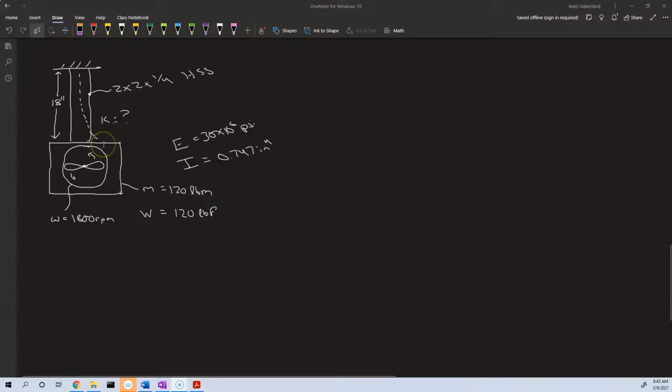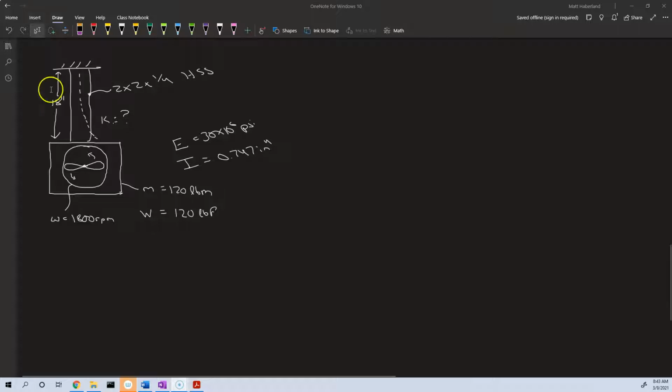Hi class, so here's our example problem. We had a fan that was hanging from the ceiling by a 2 by 2 by 1/4 hollow structural section, and we found that its natural frequency, the frequency at which it wanted to oscillate, was very close to the frequency of the fan that we're, let's say, planning to install.